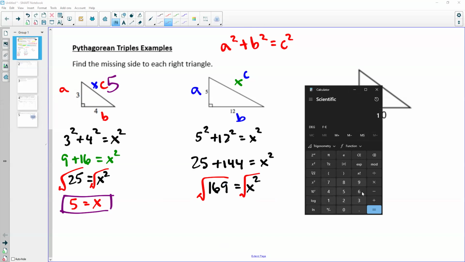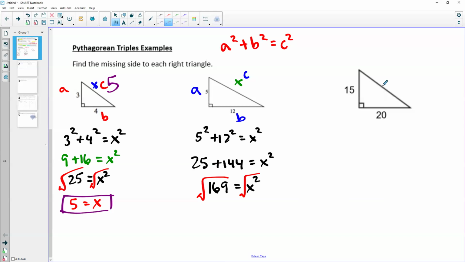My calculator is a little bit different, so I have to type in the number first. But if I want to take the square root of 169, when we do that, we see that it gives me a whole number of 13. So if I square root this, I just get 13 is equal to x. So this side here is 13. And again, this represents a Pythagorean triple because all of the side lengths are whole numbers.